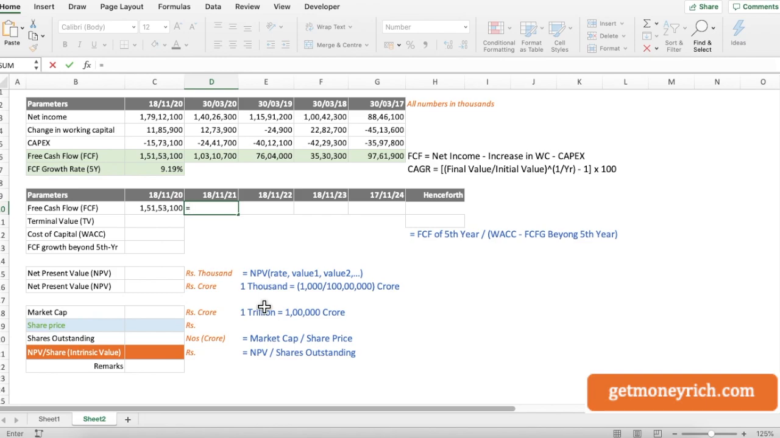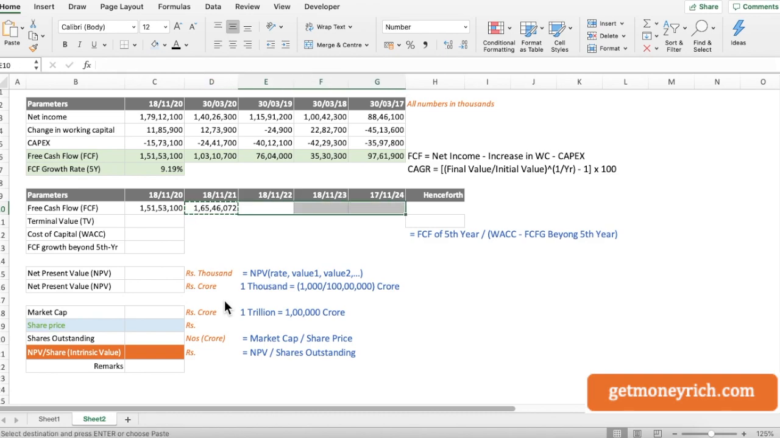So what will be the formula? This into 1 plus the growth rate. That's it. I will just lock this cell in my formula so that I can copy and paste it for the other cells. So just copy and paste here, and you can see in year 2020 the number is this, which is growing at the rate of 9.19% for the next 5 years.